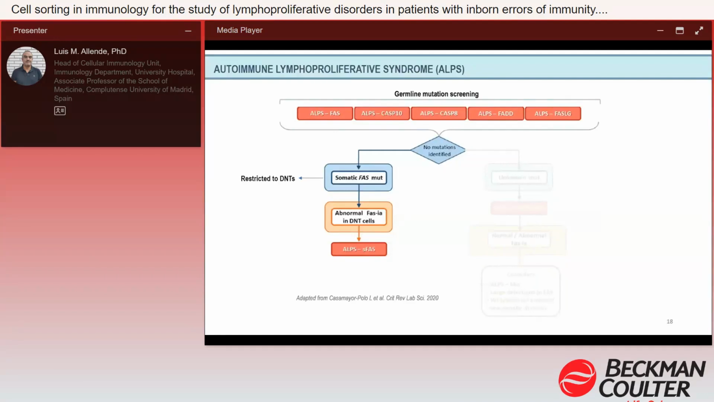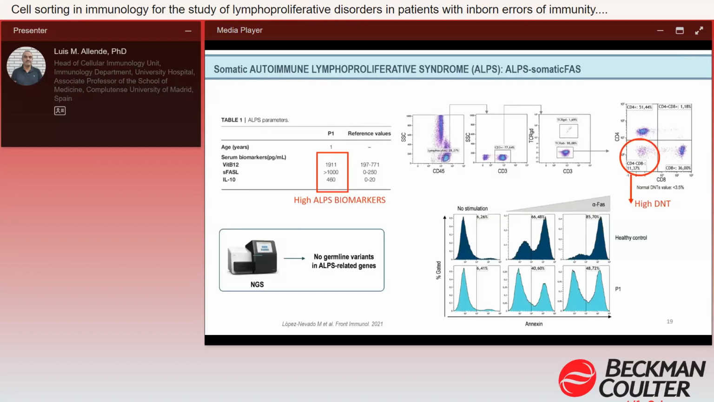The molecular study of somatic mutations in the Fas gene is mandatory in patients with elevated DNTs and biomarkers and in whom a germline mutation has not been identified. Clinically, ALPS somatic Fas and ALPS germline Fas patients are indistinguishable. At laboratory level, both conditions share high counts of DNT cells and high levels of ALPS biomarkers such as vitamin B12, soluble Fas ligand, and IL-10.